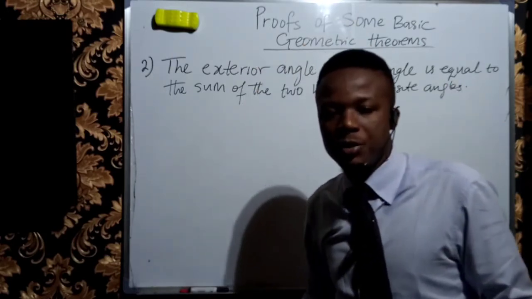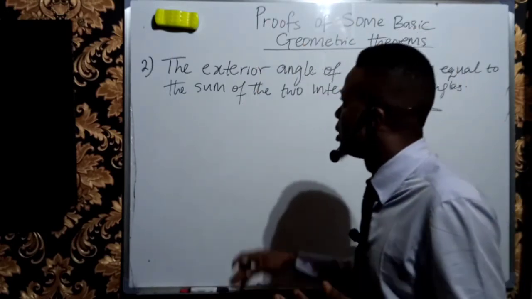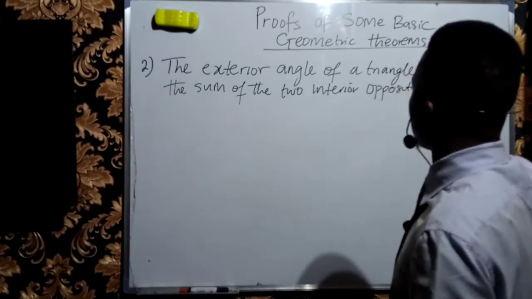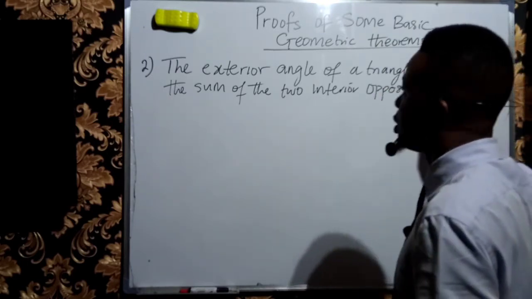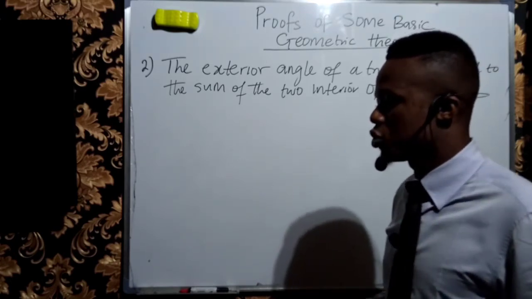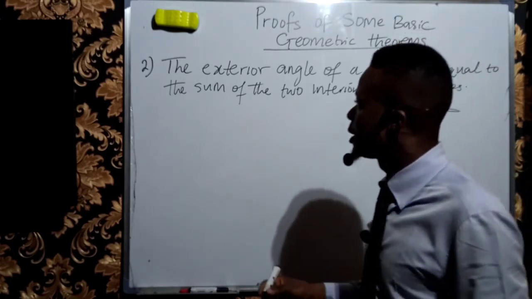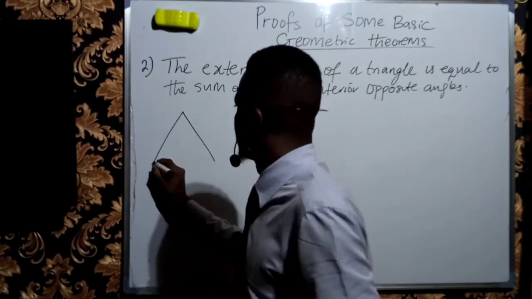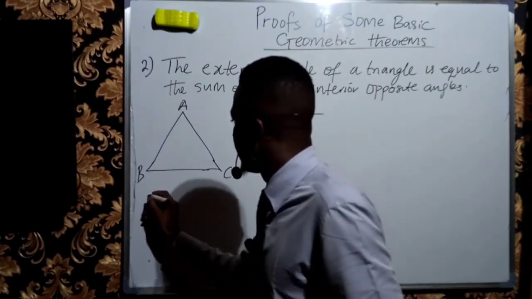Okay, the second theorem that is popular also is the exterior angle of a triangle is equal to the sum of the two interior opposite angles. This is just another theorem which we want to prove today. So to prove it, let us draw a triangle. So the first step, given, what are we given?